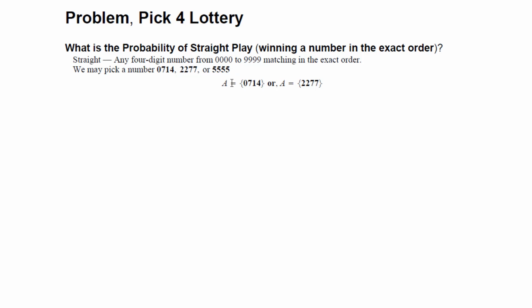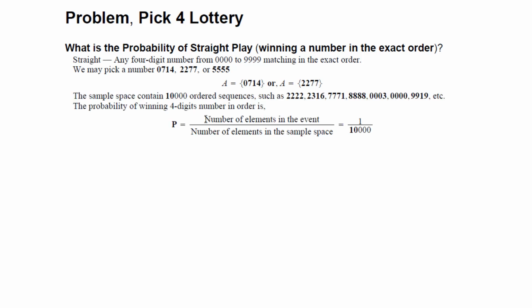So in such a case we have only one choice, so the event has only one outcome, and all the possible outcomes are 10,000 tickets. So we divide the number of elements in the event over the number of elements in the sample space, and that is 1 out of 10,000. So if we play around 10,000 times the same numbers, we are expected to win once.